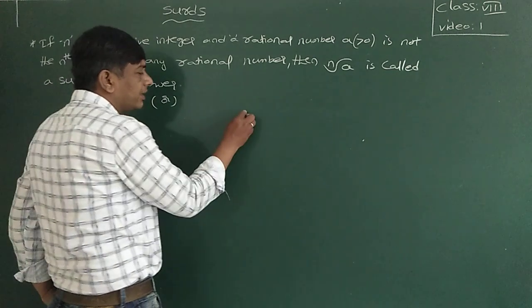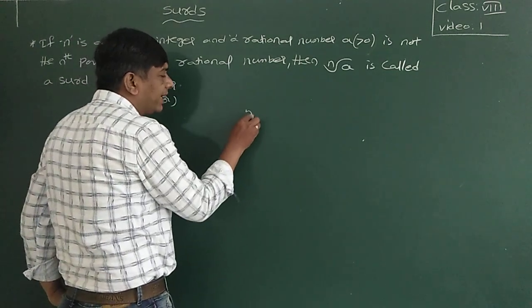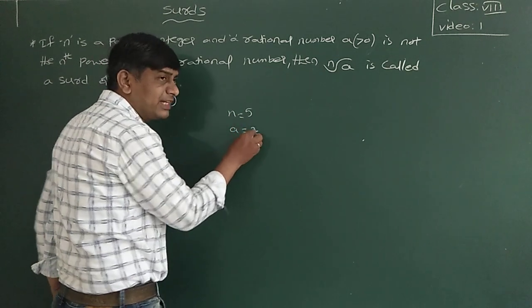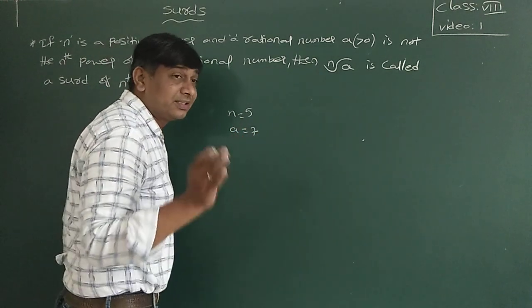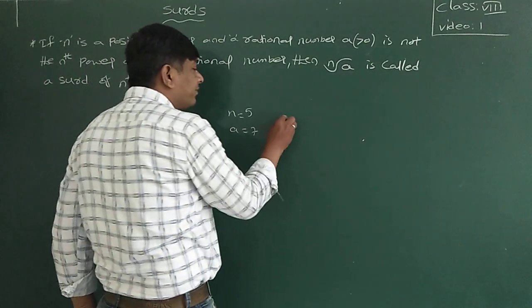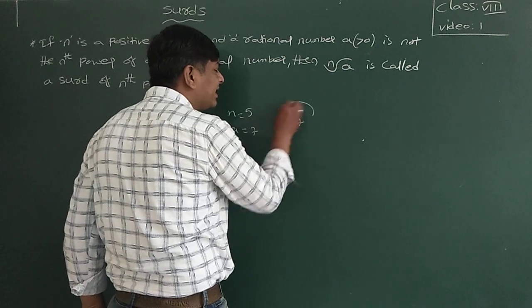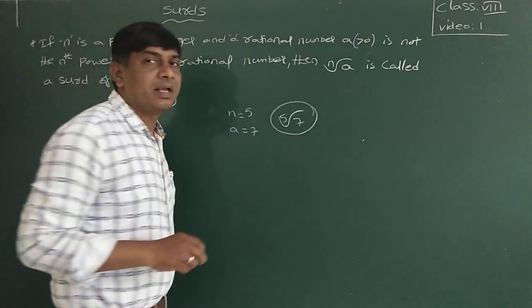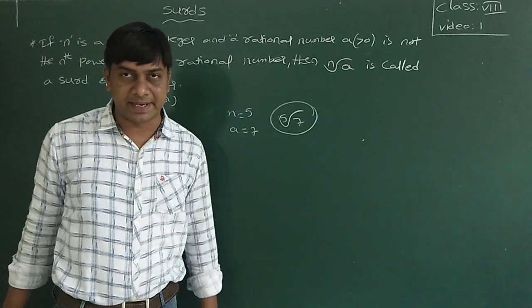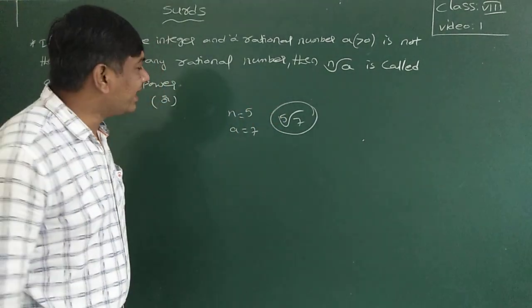See here, n is equal to 5 and a is equal to 7. Is 7 a positive rational number or not? Just now I said every integer is a rational number. So the fifth root of 7 is a surd, because this is an irrational number.